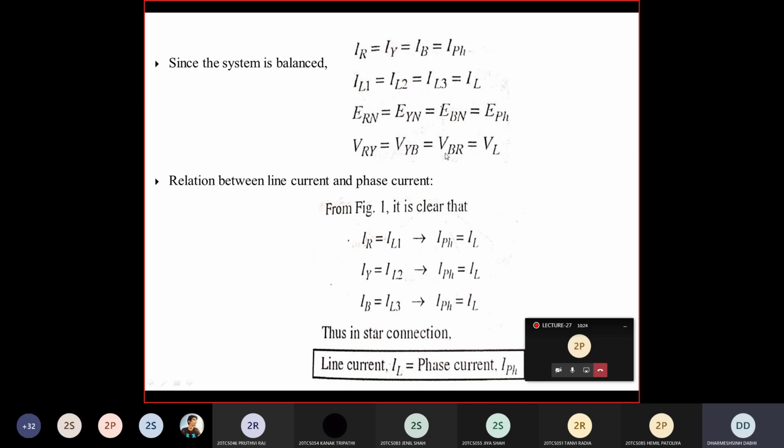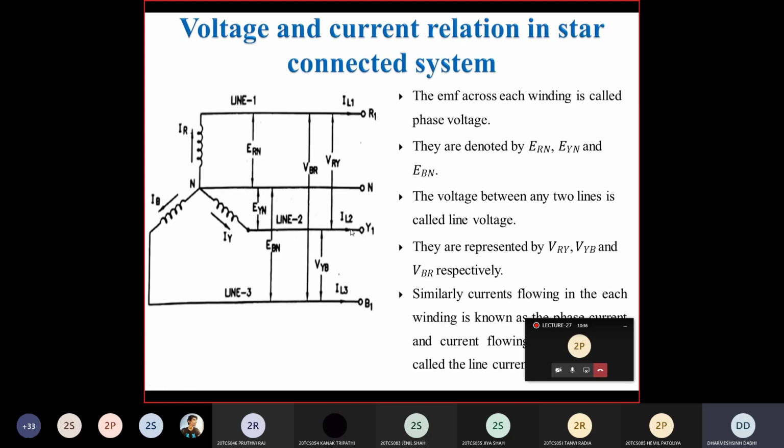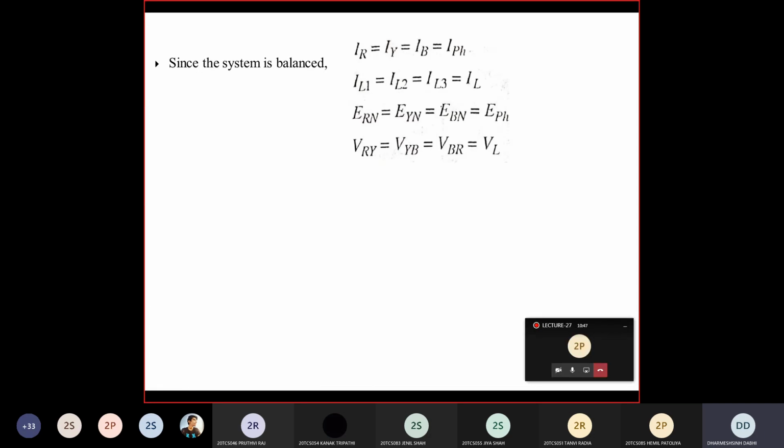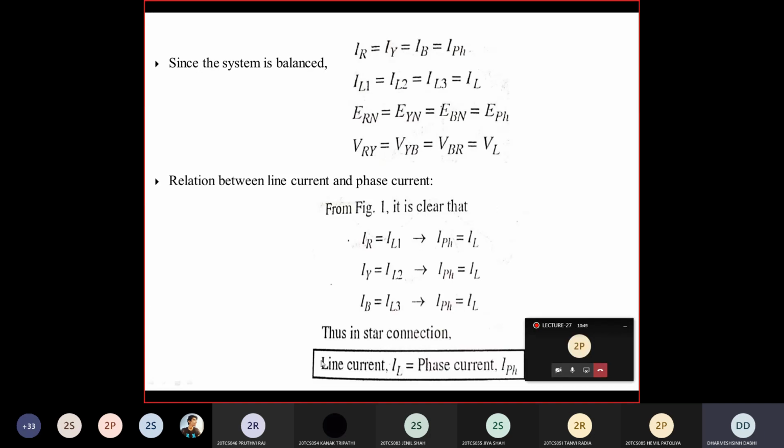The current relation in this star connection is that phase current and line current are the same. You can see that phase current IR is equal to IL1, IY is equal to IL2, IB is equal to IL3. That you can see in the star connected circuit diagram also. Whatever current flows into this winding, the same current flows into the line. So that's why we can say that line current is equal to phase current in the star connected balanced load condition. Yeah? So line current is equal to phase current.